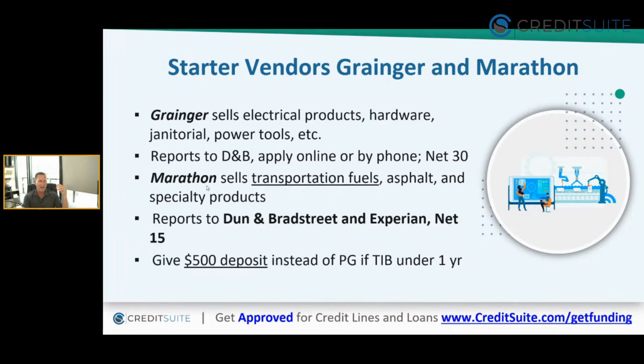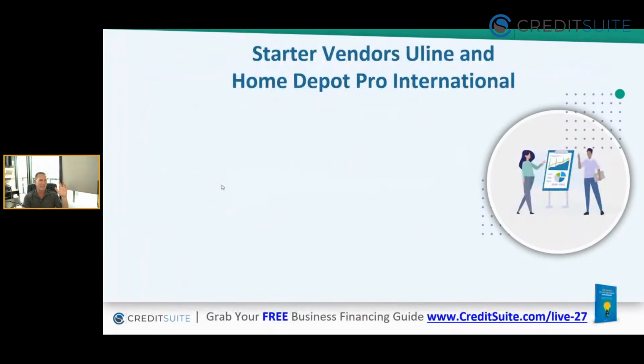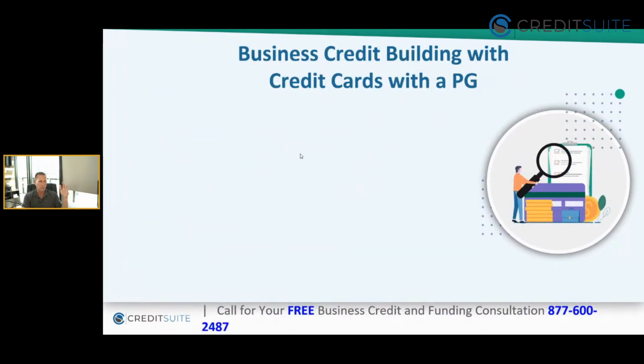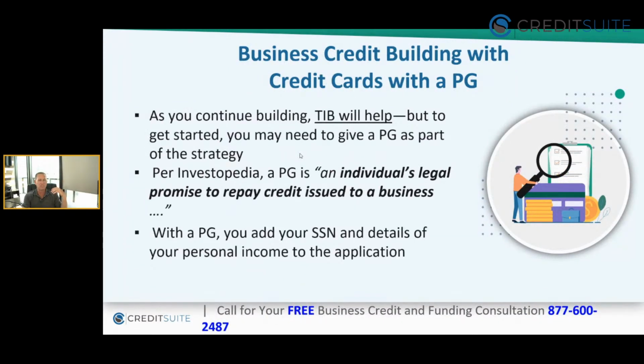If you're getting Marathon, Wex fleet cards, like fuel cards, they may require a personal guarantee or $500 deposit till you have some accounts on your business credit reports first. Uline, they sell shipping, packaging supplies. Home Depot Pro, obviously, we're familiar with what Home Depot sells. Okay, a lot of them will give you credit when you have none. The better your fundability is set up, the less need for personal guarantees and for time and business requirements.